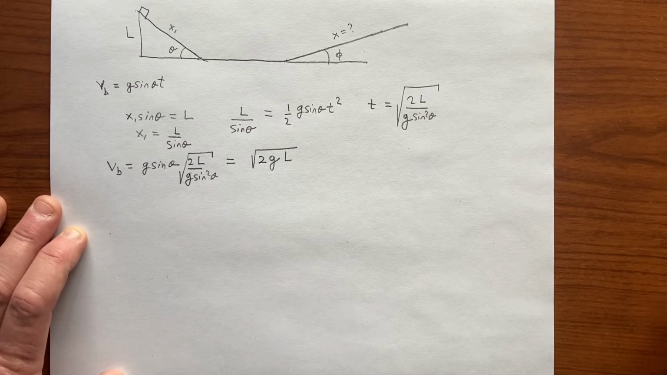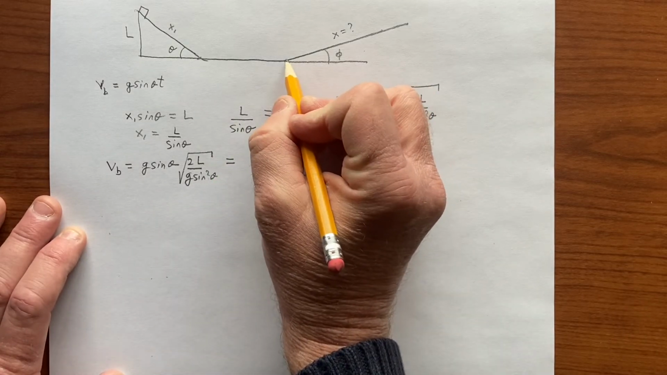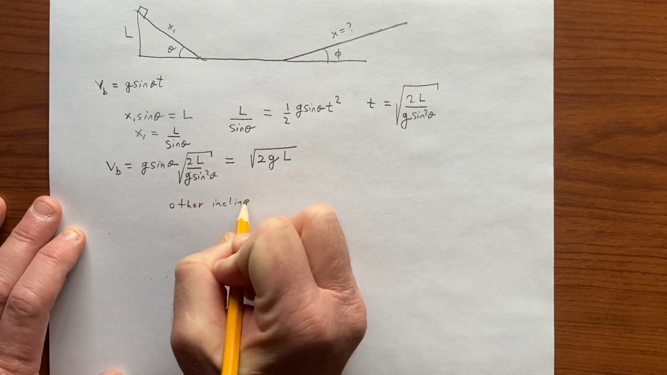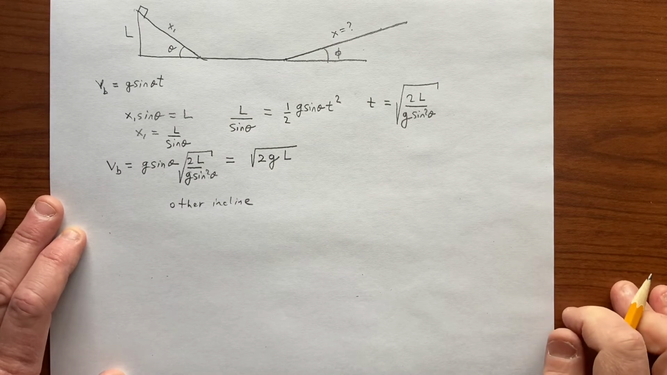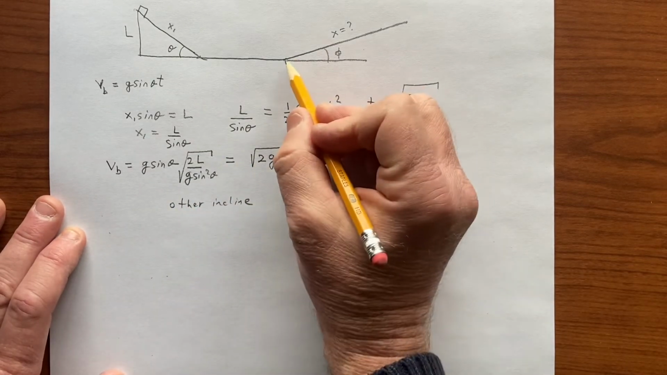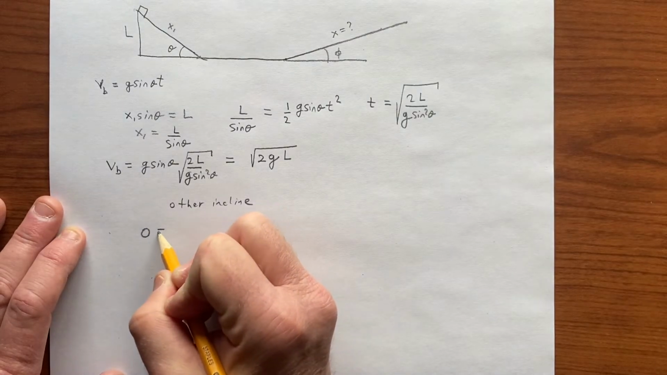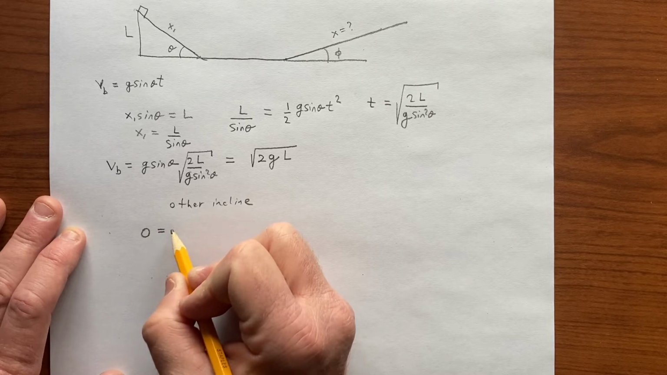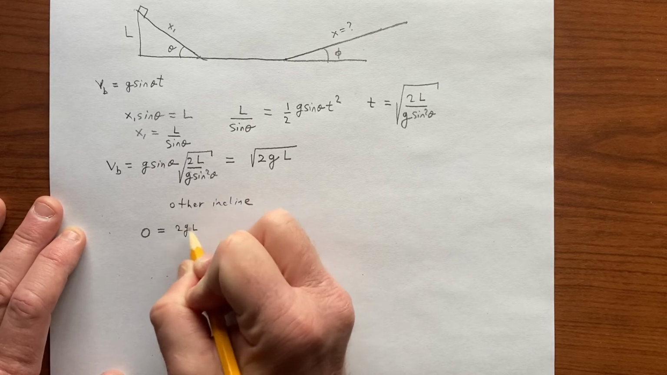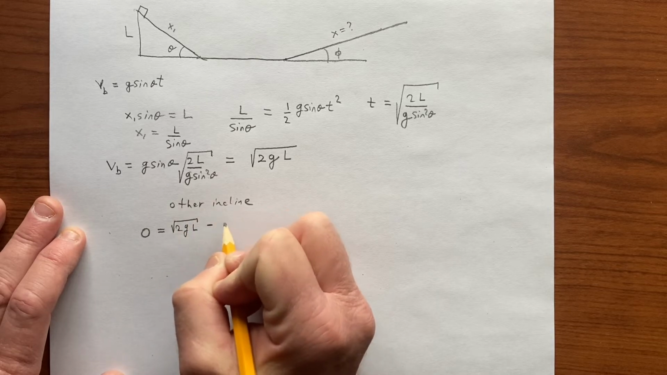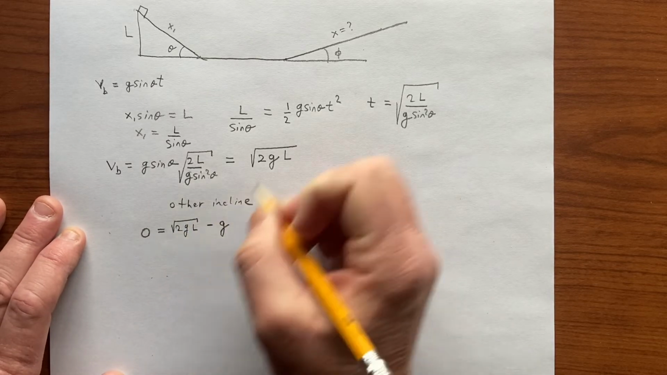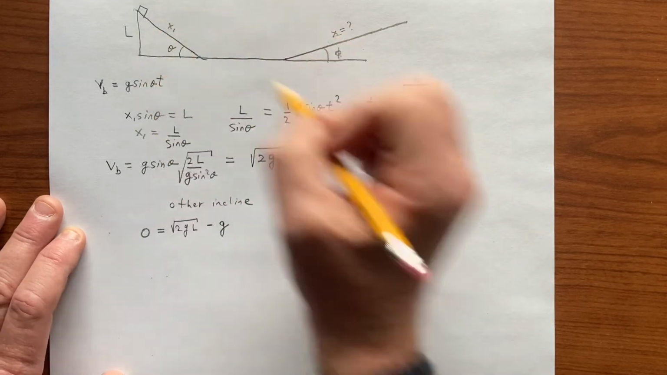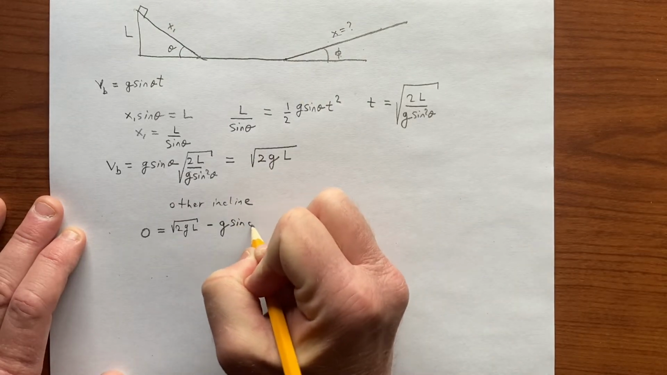Now that speed is the initial speed for this other incline, and we can say that the object reaches 0 speed on that incline. Right, the equation is final v, 0, equals initial v, which is the square root of 2gL, minus the acceleration times the time. And the acceleration on this incline is this way, and it's g sine of phi. Just like here it was g sine theta in magnitude. Here it's g sine phi in magnitude.